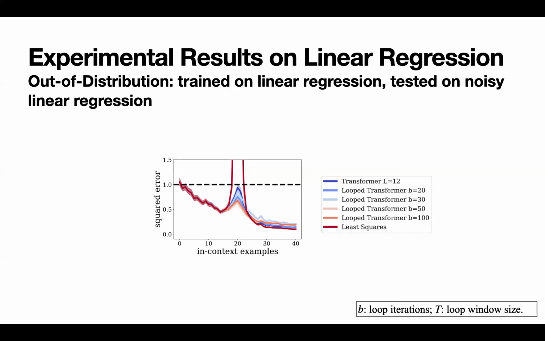And for least squares, which is the red curve, we know that when we use least squares to solve noisy linear regression, you have this double descent curve where at approximately problem dimension 20, you will have this shoot up on the error and then it decreases. And then for the transformers, which is the blue line, and also the loop transformers, they also have a similar trend where there is an ascent at problem dimension 20 and then descent afterwards.